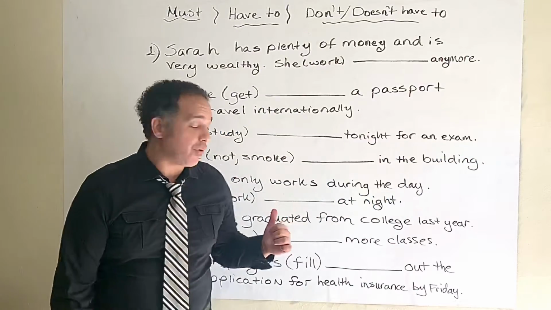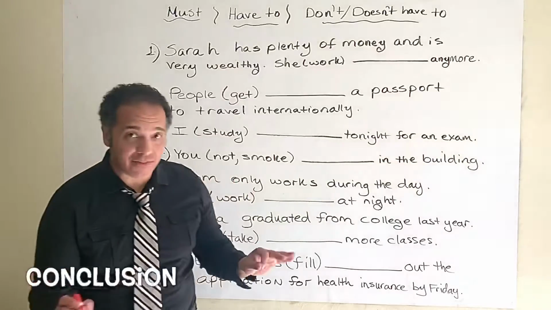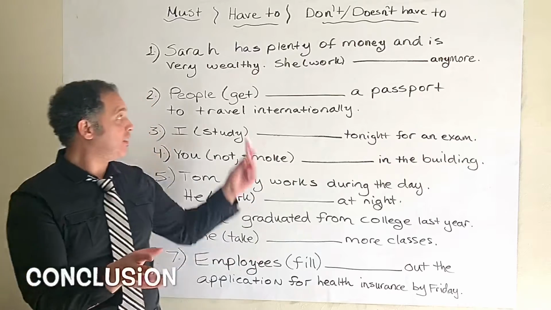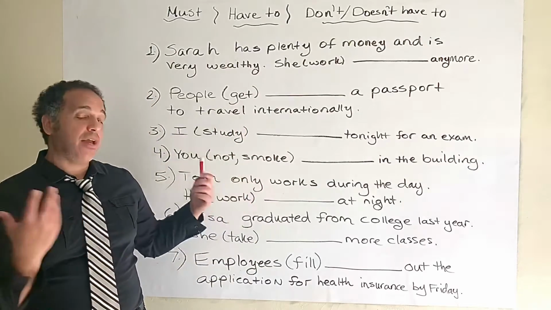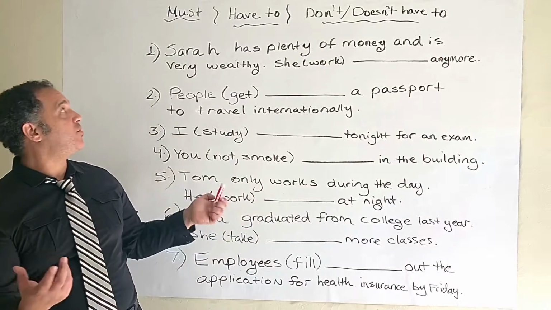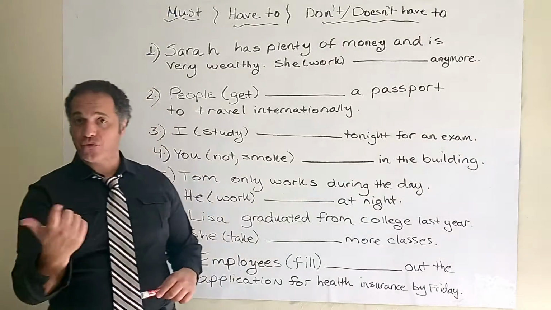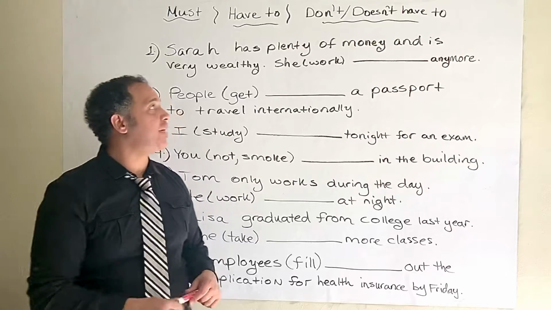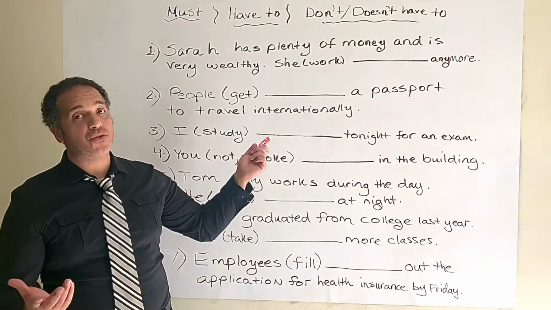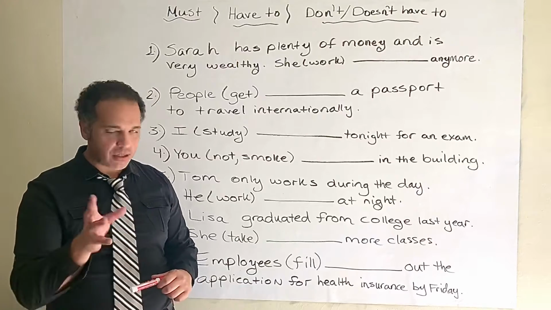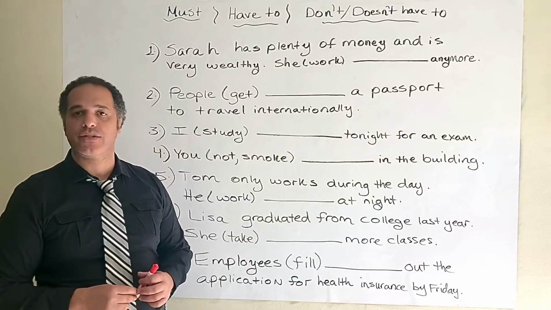Okay, on the board right behind me are 7 sentences. Each one has a verb in parentheses. What we need to do is decide: am I going to use must? Am I going to use have to or has to, depending on the subject? Or are we going to use don't or doesn't have to? And again, depending on the subject and obviously the meaning of the sentence.